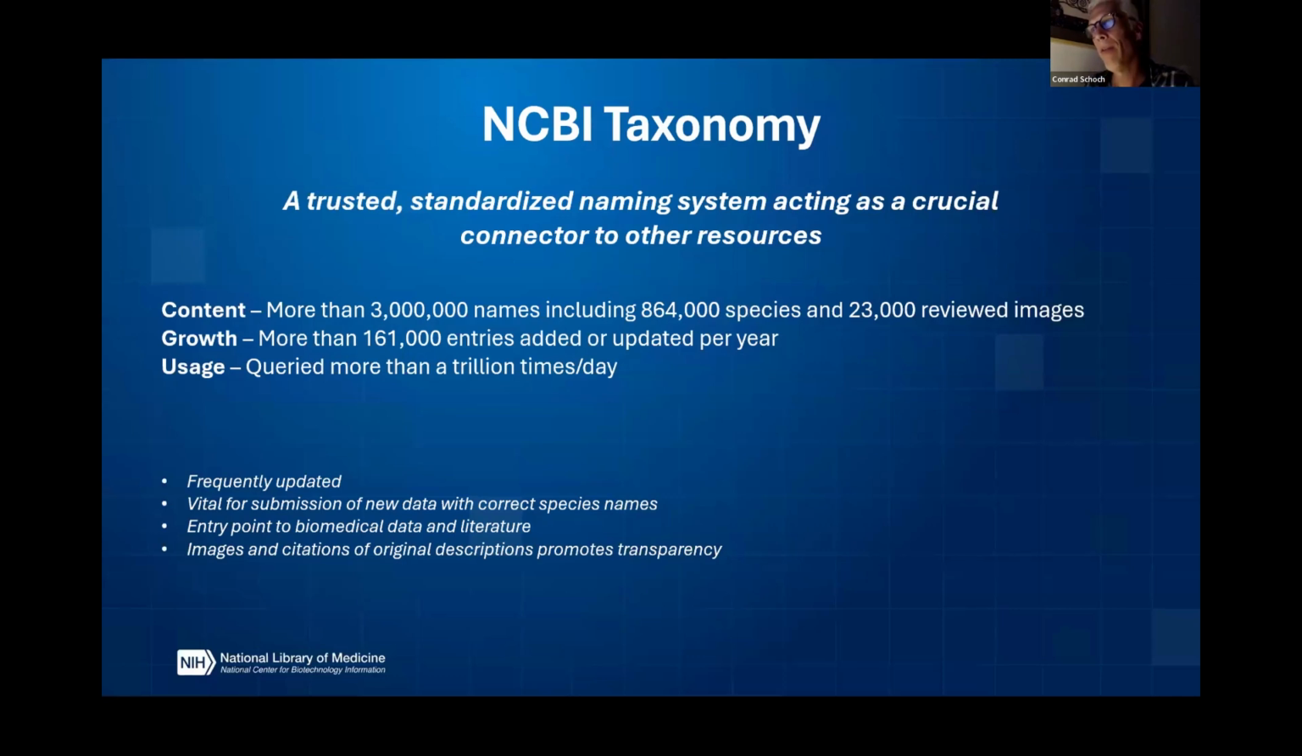So I need to sort of talk about NCBI taxonomy here, which is the resource I'm responsible for. As I said, it's a separate database. It's a standalone database. It only consists of names. And we have more than 3 million names, more than 800,000 species, only for things which have sequences, but we're expanding it to things which do not have sequences yet.